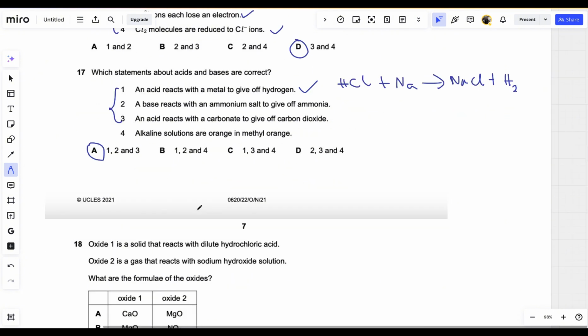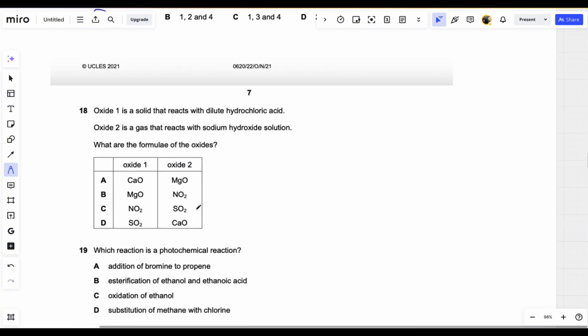Now let's go to question 18. Question 18 says, oxide 1 is a solid that reacts with dilute hydrochloric acid. Oxide 2 is a gas that reacts with sodium hydroxide solution. Now, what are the formulas of these oxides? Oxide 1 is a solid that reacts with dilute hydrochloric acid. Yes, like calcium oxide, magnesium oxide can, right?